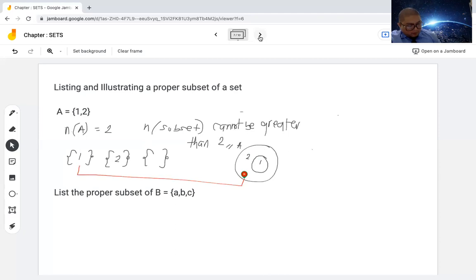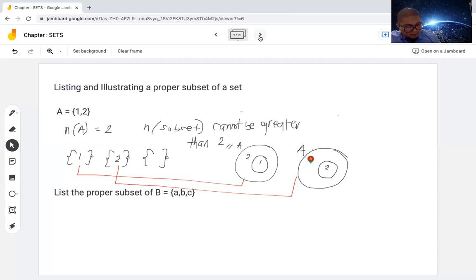Okay, now if we are going to rewrite, or if we are going to illustrate this set, this would mean that we're going to be having 2 circles again. And this is set A. And we say that 2 is the proper subset of A. So that means 2 should be inside the circle and 1 should be outside.